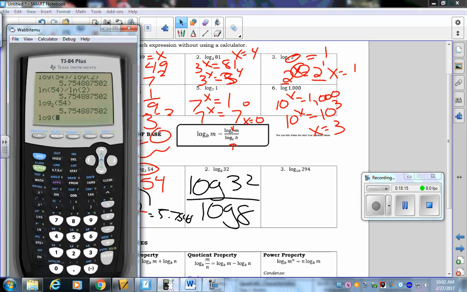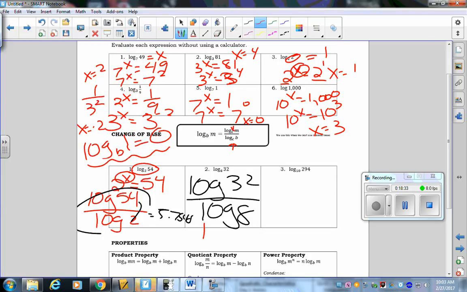So log of 32, close your parentheses, divided by log of 8 should give me the same exact thing as if I were to go in and use math and get to my log base and type in base 8 of 32. I should get the same exact thing. So just make sure you can do both. All right, so it's 1.666. We'll do 4 numbers and truncate it, meaning just chop it off, don't round.